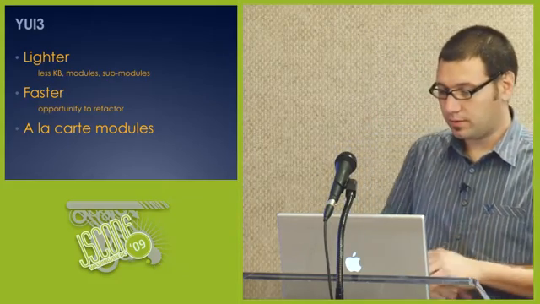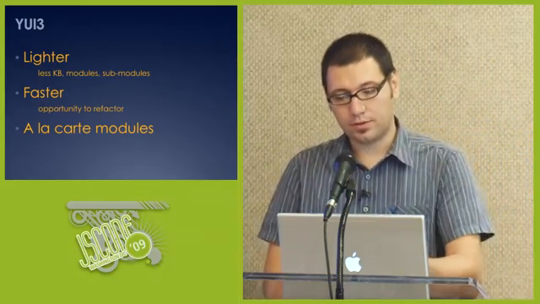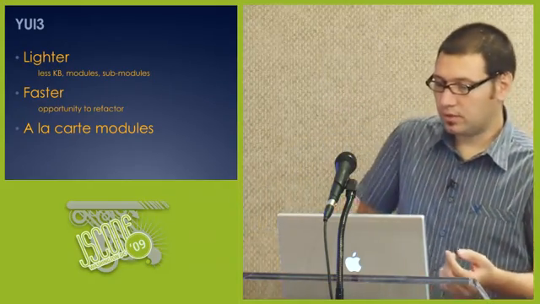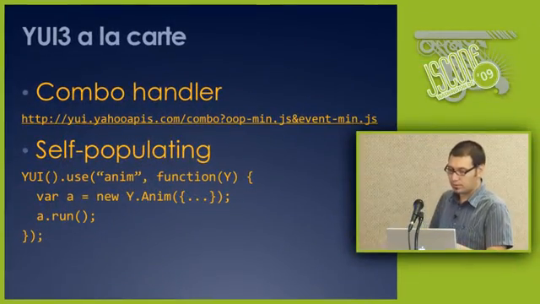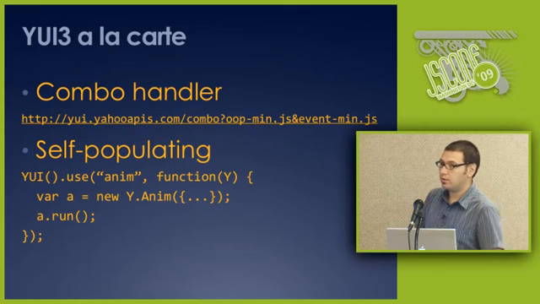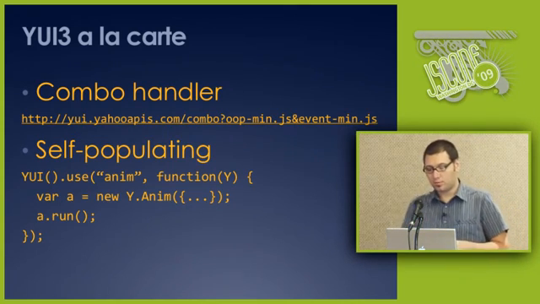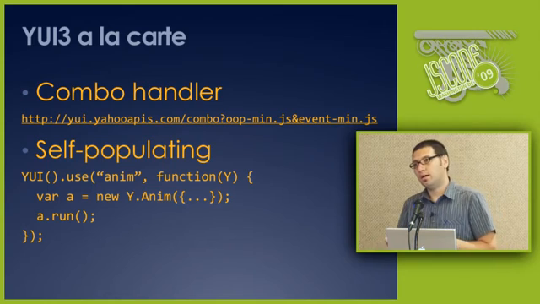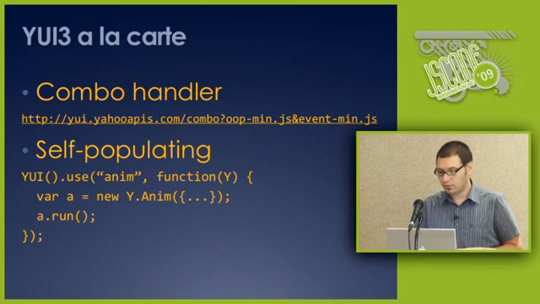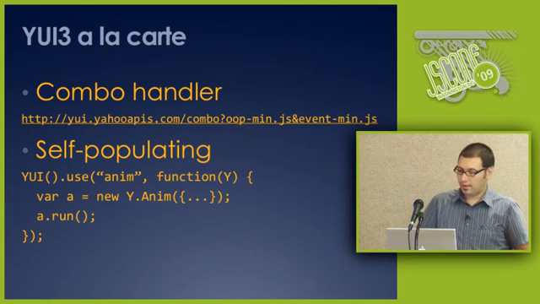The YUI team took the opportunity to refactor, and like I said, you can have these modules. They can be served with what they call a combo handler. This is if you host your libraries at the Yahoo APIs domain. This combo handler will merge all the little modules that you want into a single file and minify them, so you don't have to worry about minification and concatenation and so on.